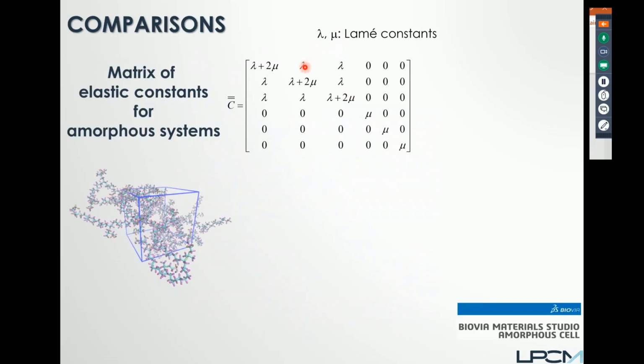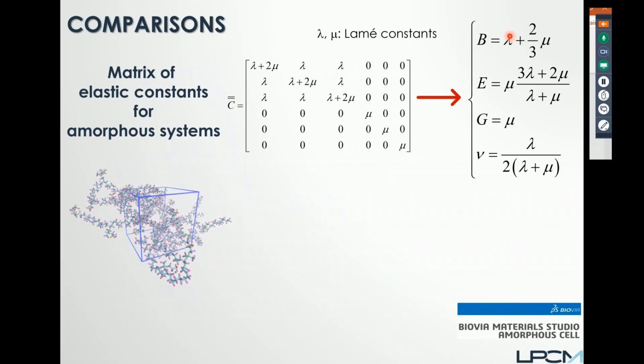This is the matrix of elastic constants for an amorphous system. Lambda and mu are called the Lamé constants. As you can remark, this is for an isotropic system, an amorphous one. And we can apply that to our different configurations. What is interesting is that you can get the different mechanical properties: the bulk modulus, Young modulus, the shear modulus, and the Poisson ratio.